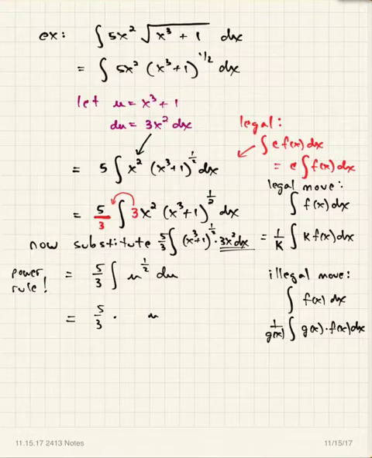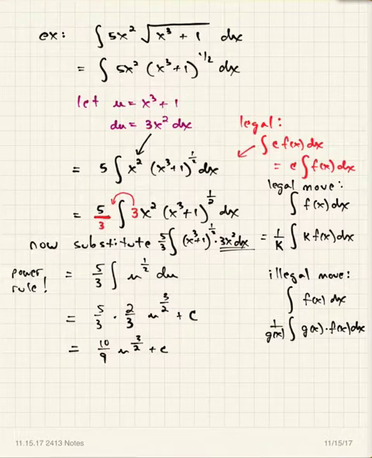So you have u to the 3/2 right here. Remember, you add 1 to the exponent, and then put the reciprocal in front, which is 2/3. And then don't forget the arbitrary constant. And so we end up with 10/9, when we multiply those fractions together, u to the 3/2 plus c.